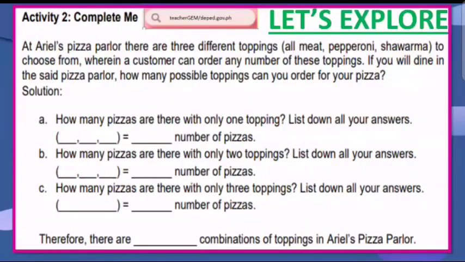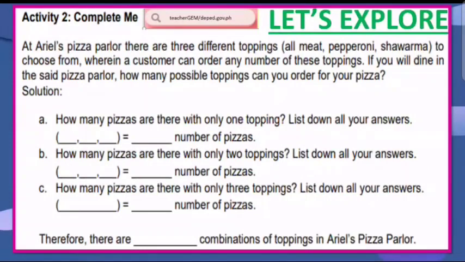Take number 2, Complete Me. Nasa Let's Explore ng ating module. At Ariel's Pizza Parlor, there are 3 different toppings: all meat, pepperoni, and shawarma, to choose from, wherein a customer can order any number of these toppings.